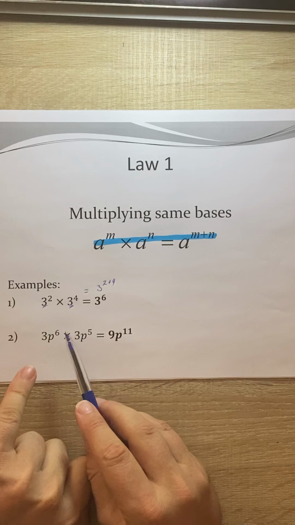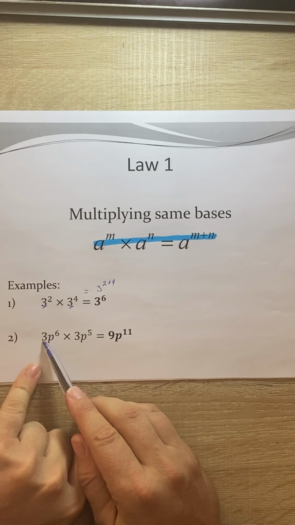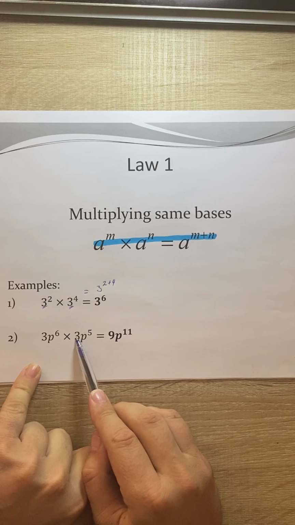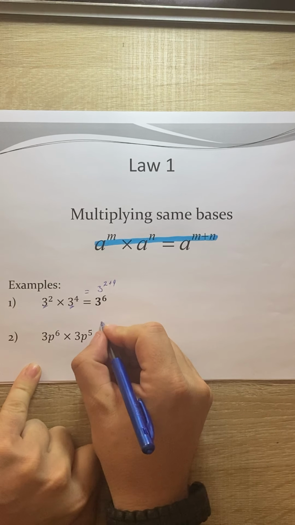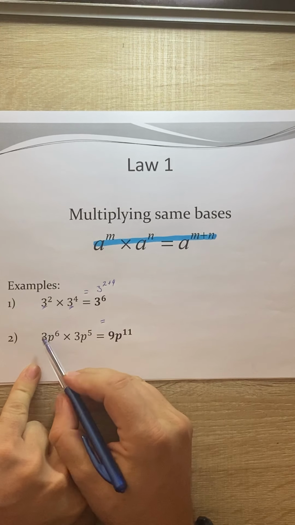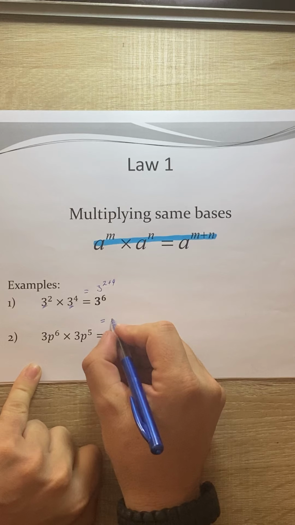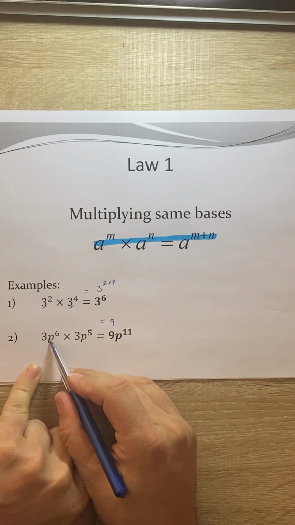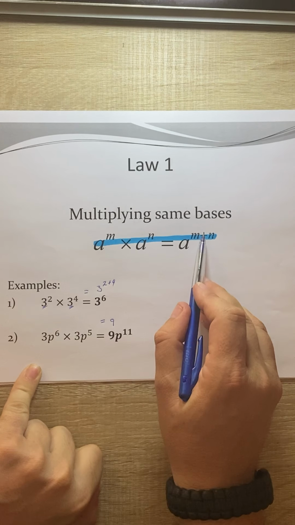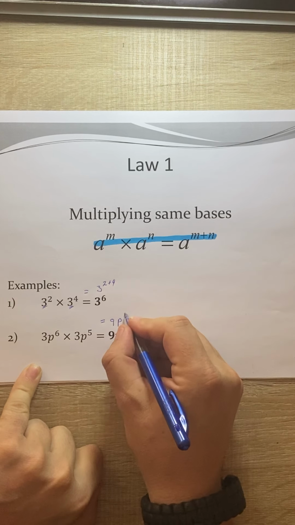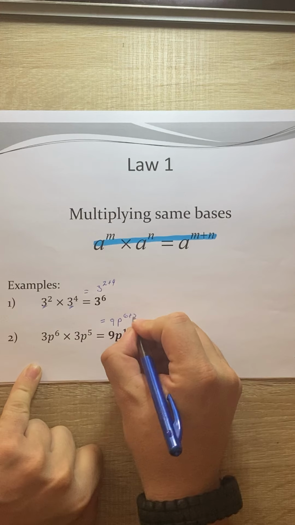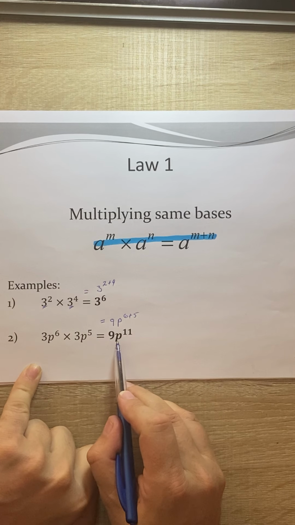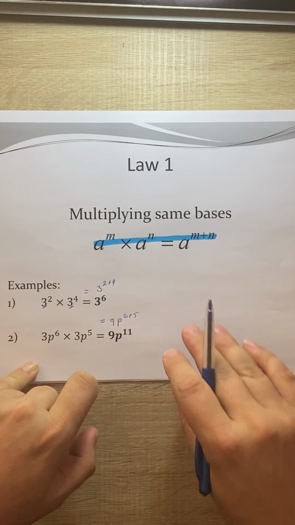Okay. For this example here, I'm going to multiply the coefficients first. So we've got 3 times 3 gives us 9. Okay. Now our bases are the same and we're multiplying, so we add the exponents. So this will be p to the 6 plus 5, which will give us 9p to the 11.